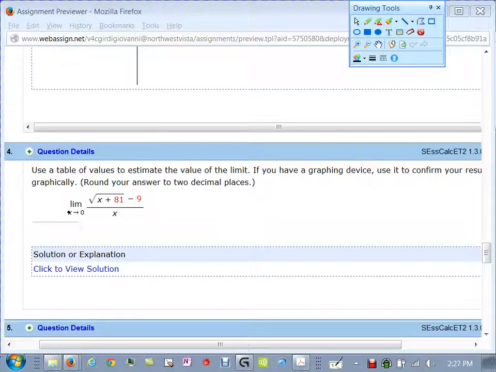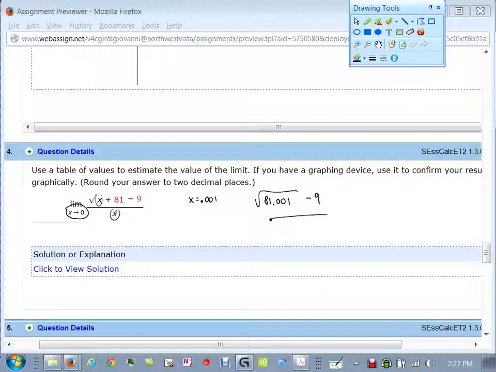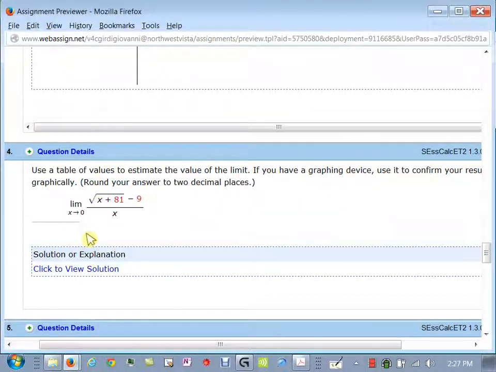letting your x approach 0. So let's pick something like let x be really close to 0. How about 0.001? So what we'll do is plug that in here and here. So if I do square root of 81 plus 0.001, which is 81.001, then minus 9, then all over 0.001. And we want to do that on a calculator. And you know what? I'm just going to bring up their solution because that's going to take too much time.